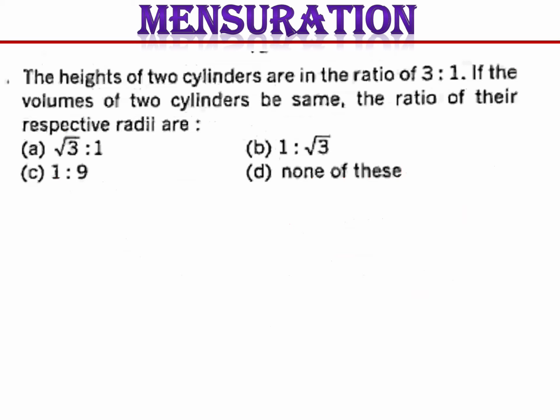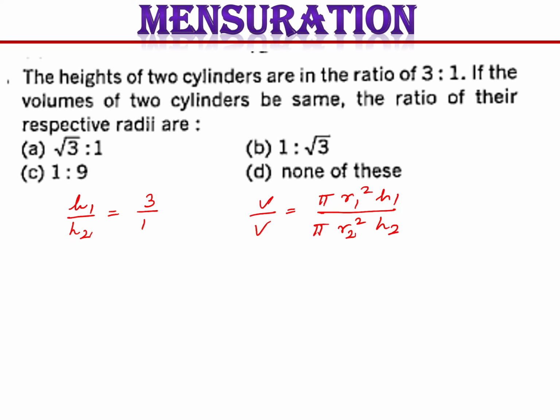Now we have the next question. Heights of two cylinders are in the ratio 3:1. H1 by H2 is 3:1. Their volume is the same. Then you have to find the ratio of their radii. Let's say the radii are R1 and R2 and their volume is the same. So this is pi R1 square H1 upon pi R2 square H2. Now see here, this V gets cancelled, pi gets cancelled.